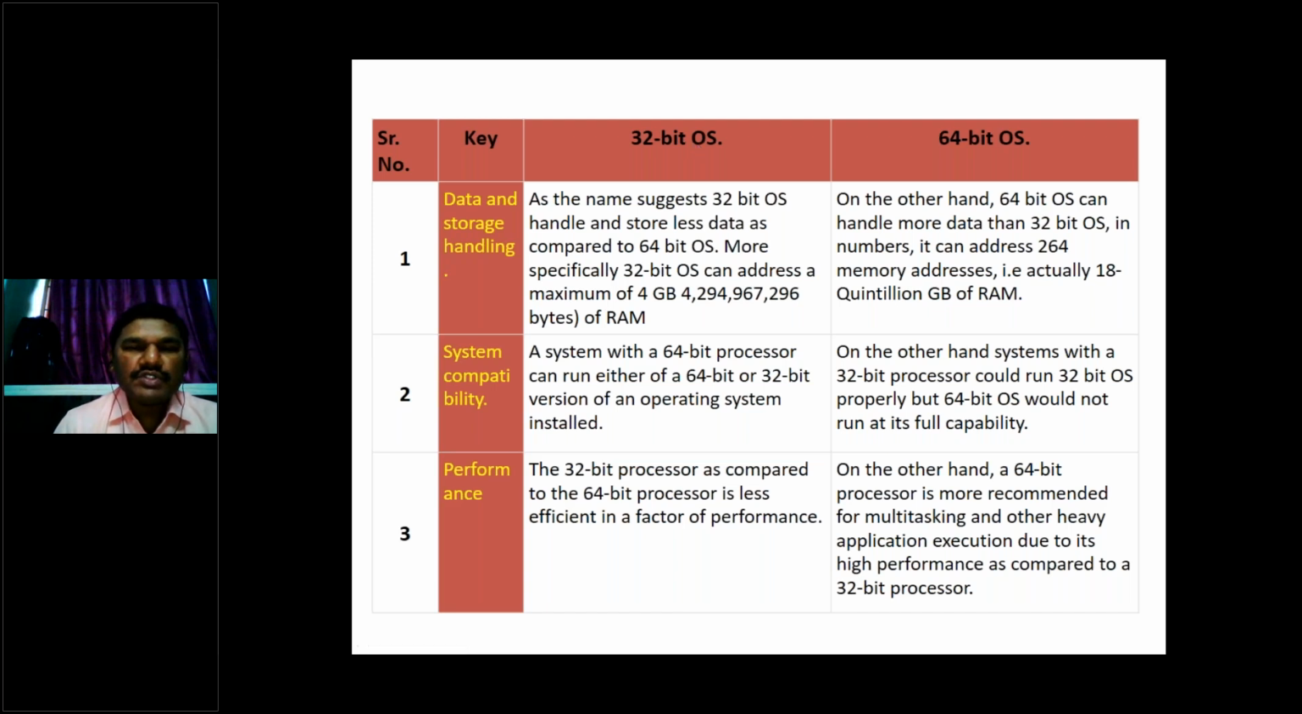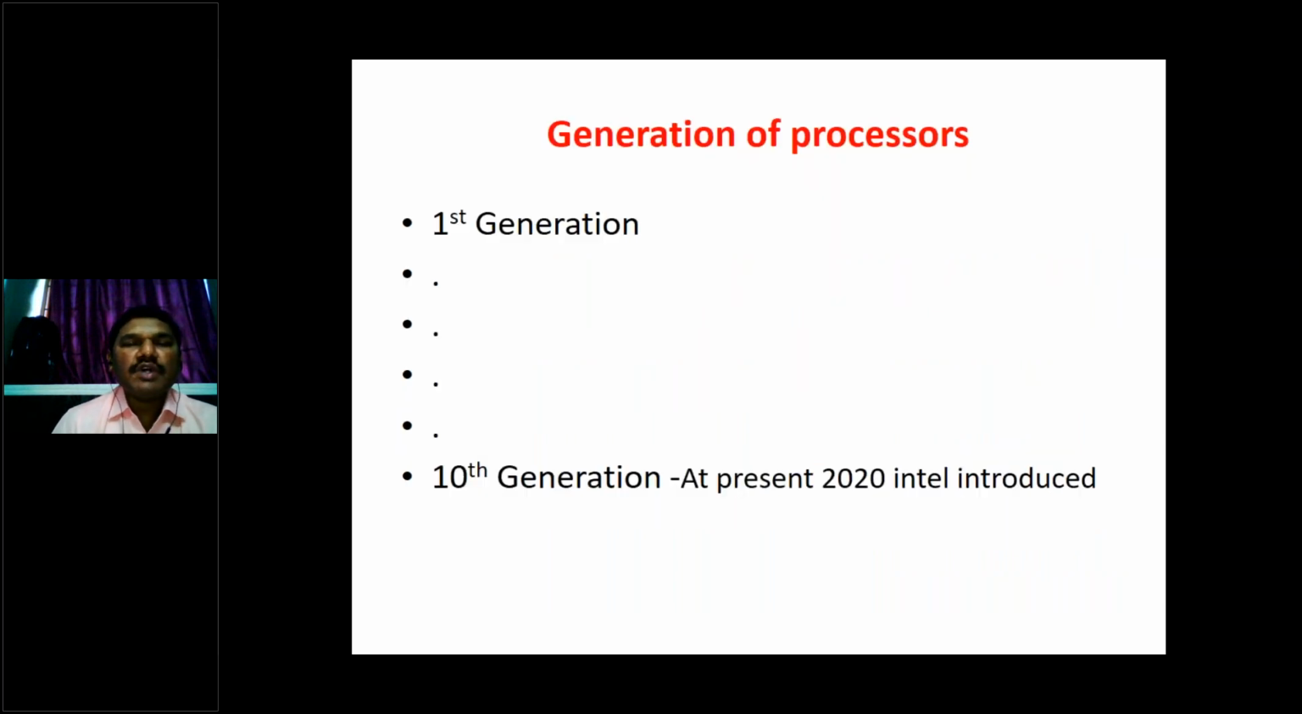The operating system should also be chosen in terms of 32-bit or 64-bit operating systems. And here are the generations of microprocessors, first generation to 10th generation. Generation to generation, they have introduced different cores: 2 cores, 3 cores, 4 cores, like that. What a core is, we will see later.